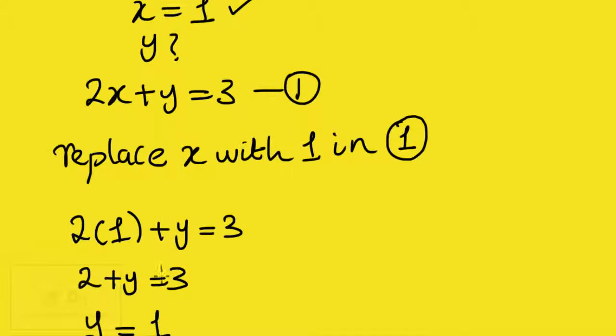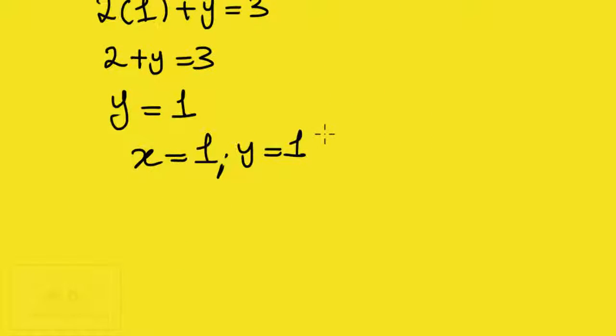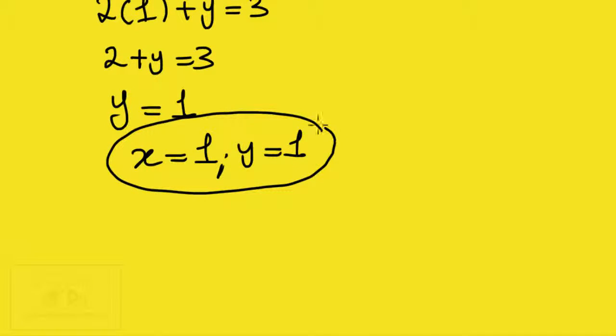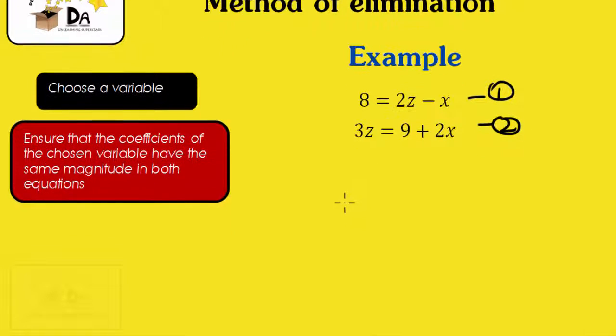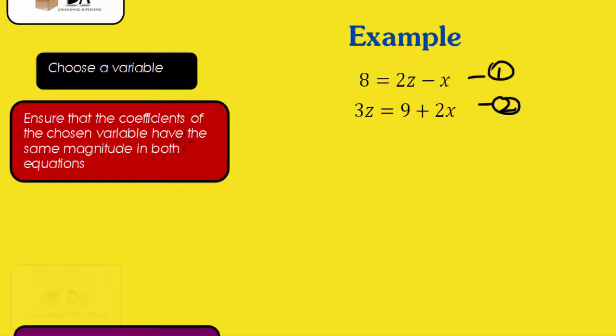If you replace these results, x equals 1 and y equals 1, into the original equations, you'll find that both equations are satisfied. So here's another example. Same thing, two equations with two variables. Here the variables are x and z. You need to ensure that the coefficients of the chosen variable have the same magnitude in both equations.